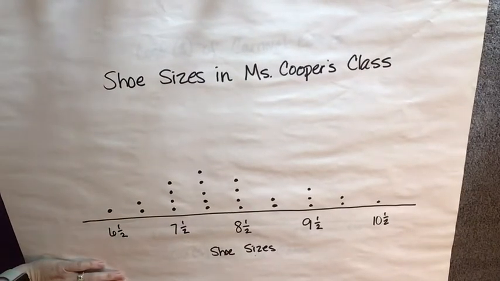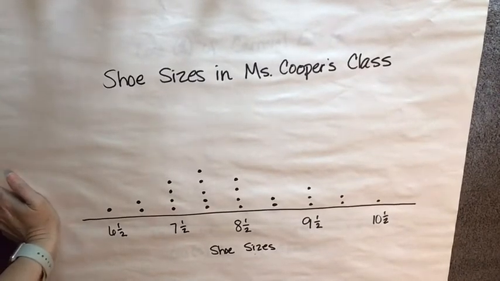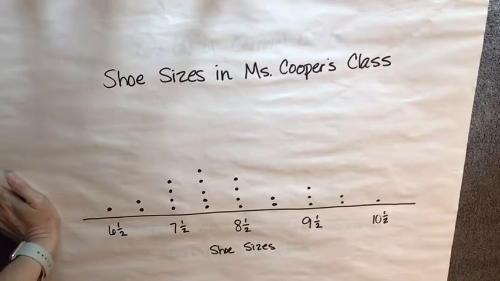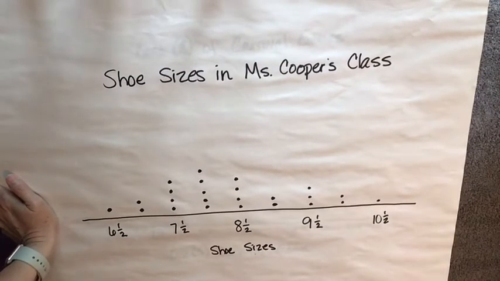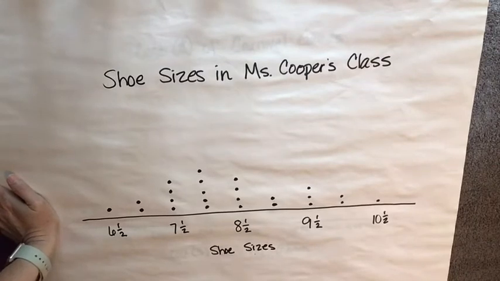Hey fabulous fifth graders. So let's look at dot plots today. I have one here for you that uses fractions, and then in a minute we'll look together at one that uses decimals. We use dot plots to show how often some number occurred in a set of data. And that's similar to what we talked about yesterday with stem and leaf plots.